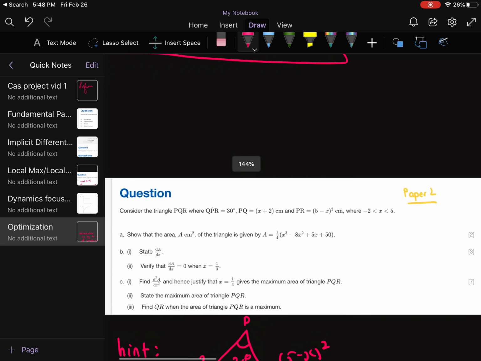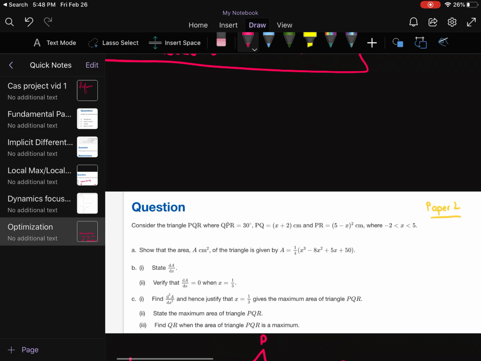So the question is saying to consider the triangle PQR where angle QPR is equal to 30 degrees. Notice that they've used degrees this time. PQ is equal to x plus 2 centimeters, and PR is equal to 5 minus x squared cm. And they've given you the domain where x is in between negative 2 and 5, which makes sense because you can't have 0 lengths or negative lengths.